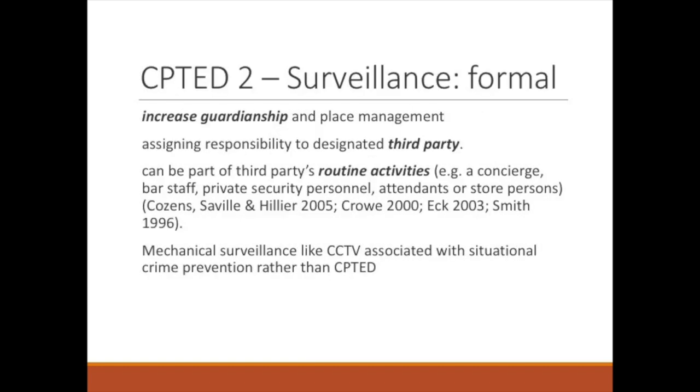Now, when we talk about formal surveillance, what this achieves is that it increases the guardianship and place management of an area. And this usually involves assigning responsibility for formal surveillance to a designated third party. Now, this formal surveillance can be part of that third party's routine activities. So, for example, a concierge in a building, the bar staff, private security, people working in a store or a shop, attendants, and so on. And this can also include mechanical surveillance like CCTV, although this is usually more closely associated with situational crime prevention rather than crime prevention through environmental design.